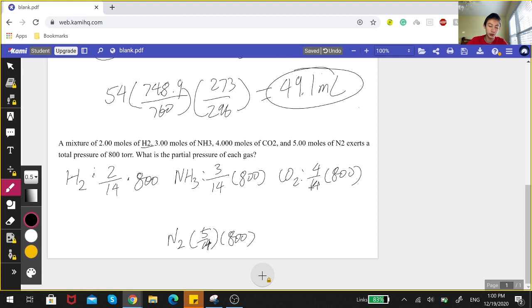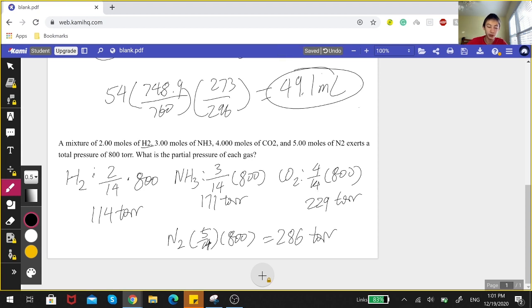So we have 2 divided by 14 times 800. This one will be 114, let's round it, torr. The next one will be 3 divided by 14 times 800, which will be 171 torr. Next we have 4 divided by 14 times 800, which is 229 torr. And 5 divided by 14 times 800 is 286 torr.